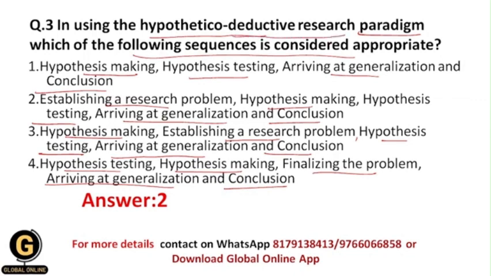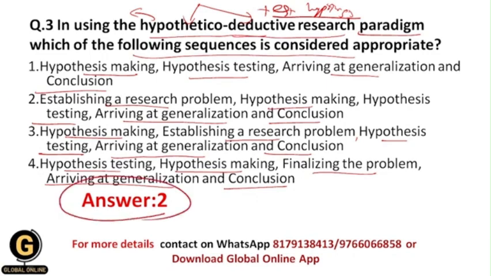So basically in this research paradigm you can see these two words, hypothetico and deductive. Hypothetico means you are going to formulate the hypothesis, and deductive means you are going to test the hypothesis. So this is the meaning of these two words. Okay, and that's why in this research paradigm you first need to formulate the hypothesis, which is the mandatory thing, and deductive means you are going to test the hypothesis. That's why your correct answer should be 2, that is this one.